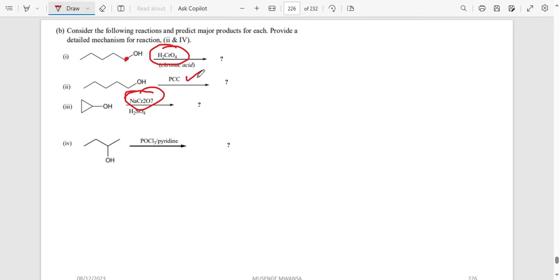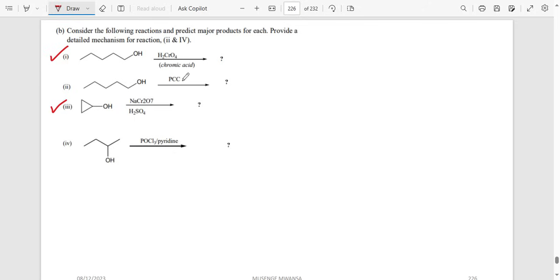PCC is also an oxidizing agent, but when you use it, it will not convert to carboxylic acid. Instead, it will end at an aldehyde. That is very important. The first oxidizing agents on reaction 1 and reaction 2 are strong oxidizing agents. So they convert primary alcohols to carboxylic acids. They are going to convert secondary alcohols to ketones, both of them.